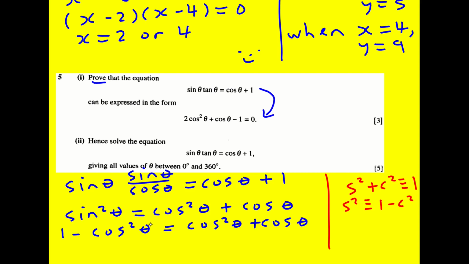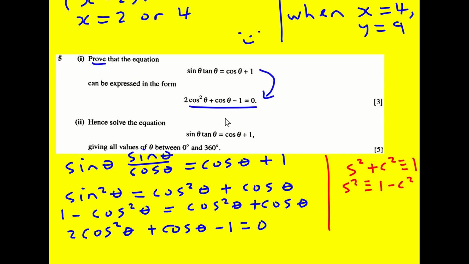And I'm basically there. I can rearrange this to 2 cos squared theta plus cos theta minus 1 equals 0, which is what was expected. Brilliant. If you couldn't do that, you can actually still get these 5 marks. Hence, solve this equation. Well, actually, we don't want to solve that equation as it is. We want to turn it into this. So they've actually helped us out.